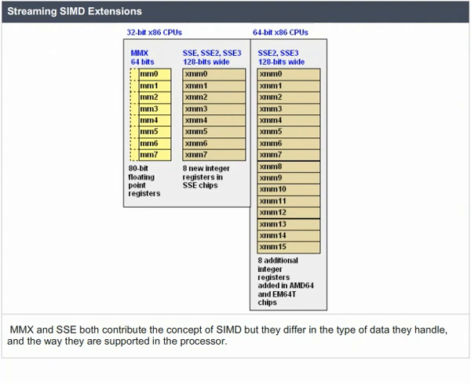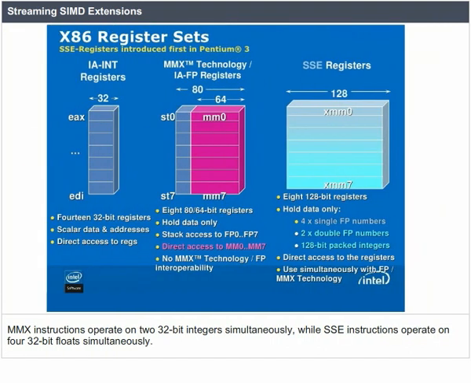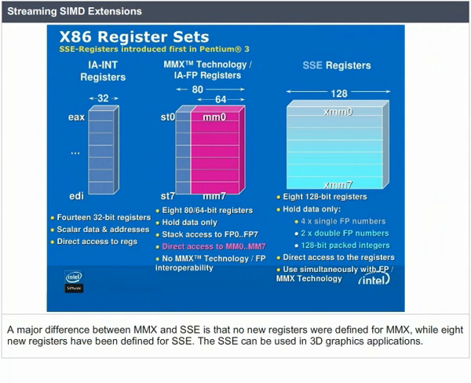MMX instructions are SIMD for integers and SSE instructions are SIMD for single precision floating point numbers. MMX instructions operate on 2 32-bit integers simultaneously, while SSE instructions operate on 4 32-bit floats simultaneously. A major difference between MMX and SSE is that no new registers were defined for MMX, while 8 new registers have been defined for SSE.